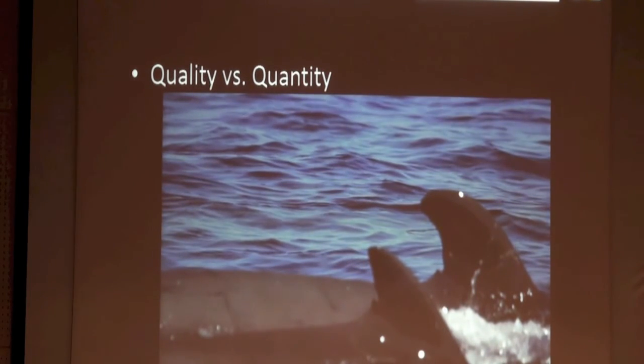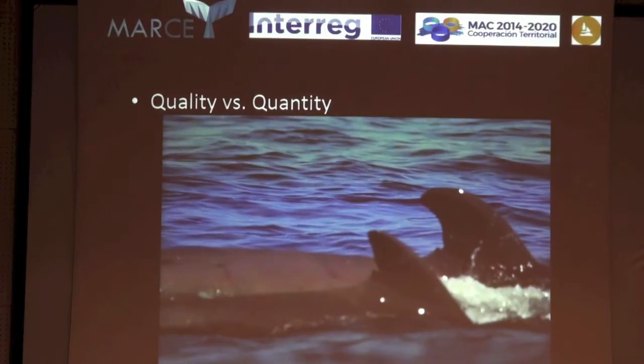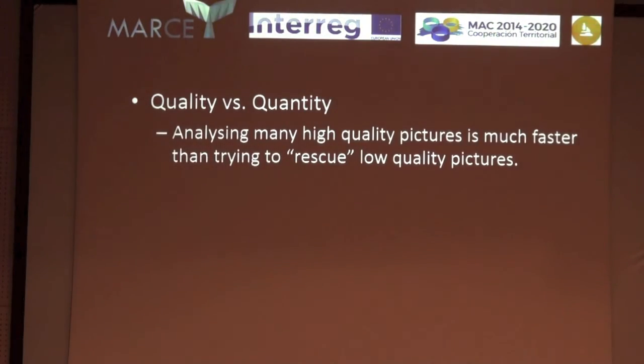Okay, so this happens a lot. It depends a lot on how high you are taking the picture. The lower you are, the more you will have this kind of problem. The higher you are, the less problem you have with this.